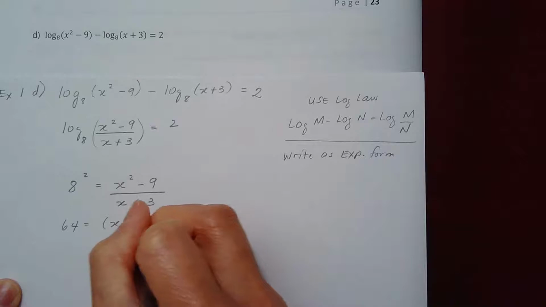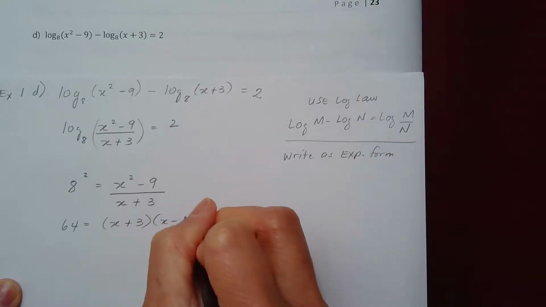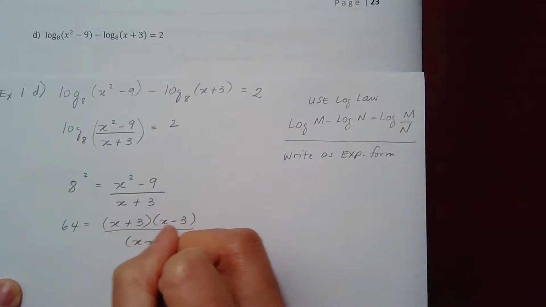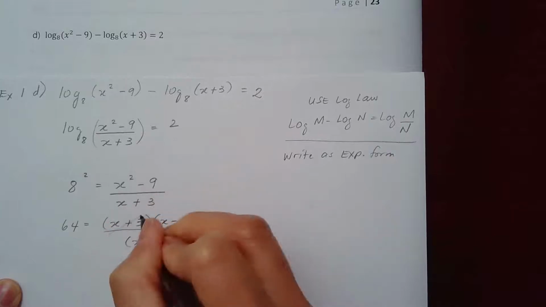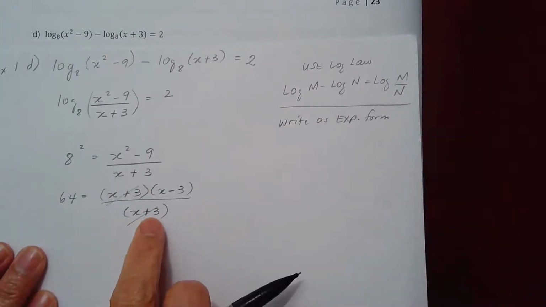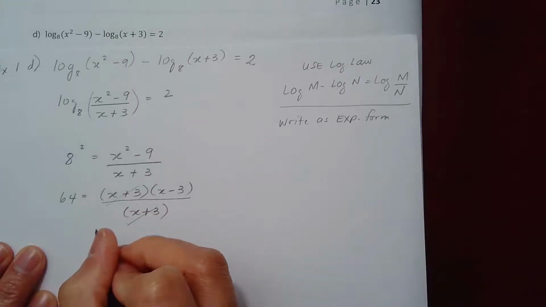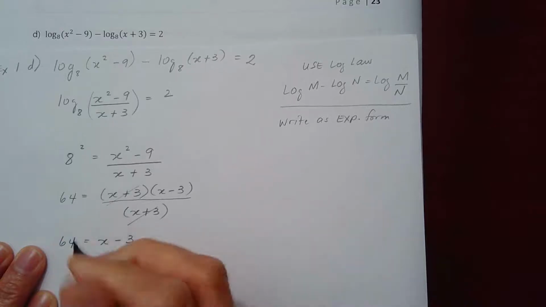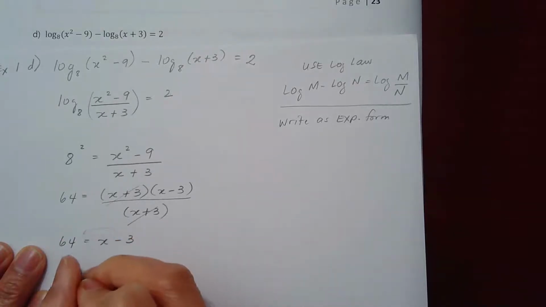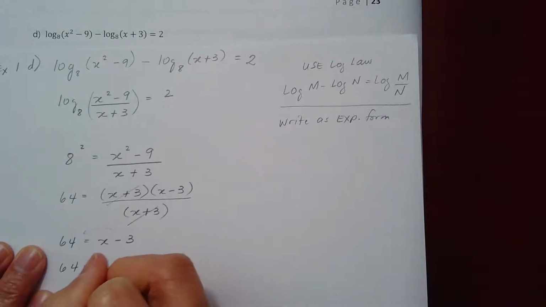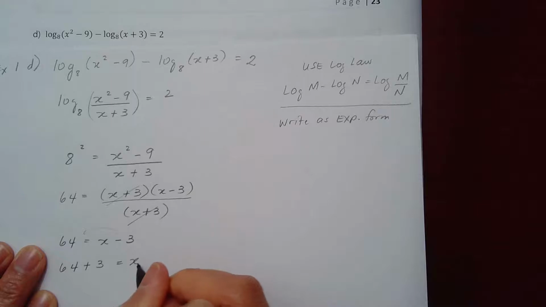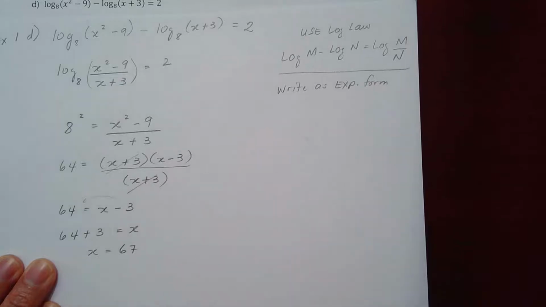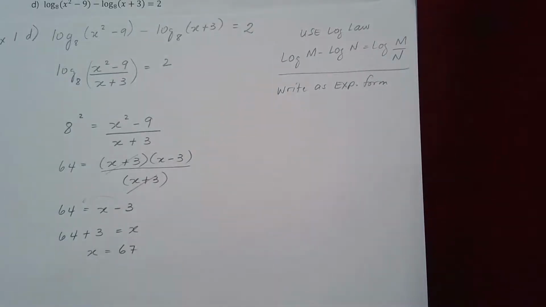So that we can say x plus 3, x minus 3. If we factor this out, we can cancel out the x plus 3 factor. So that's gone, that's gone. So we can say that 64 is equal to x minus 3. So that means bring this to the other side of the equation. So 64 plus 3 equals x. So x equals 67.